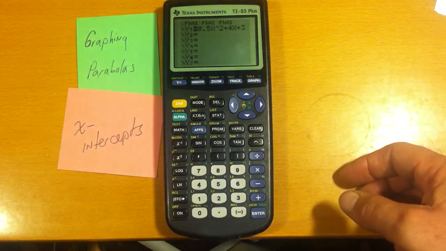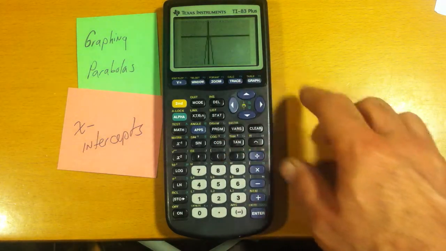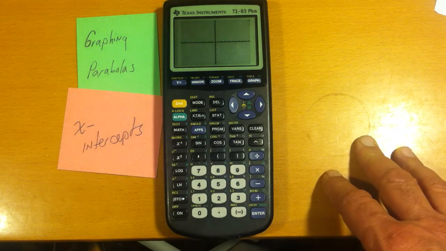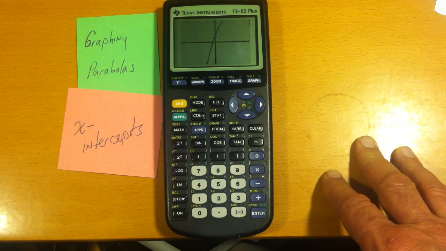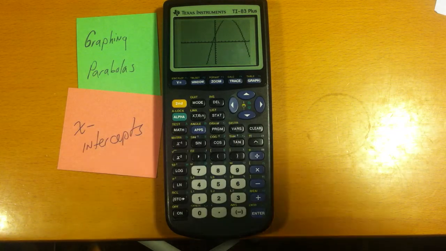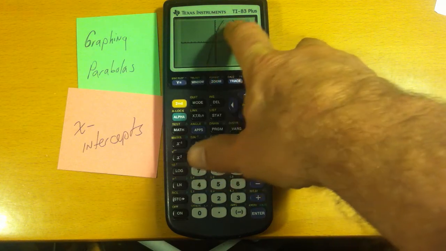We're going to use the same one we used before. And then you're going to hit graph. And I'm going to hit zoom 6, so it gives me a nice graph here. That's pretty good. So now, if you look, this particular one has two x-intercepts. It has one here and one here.